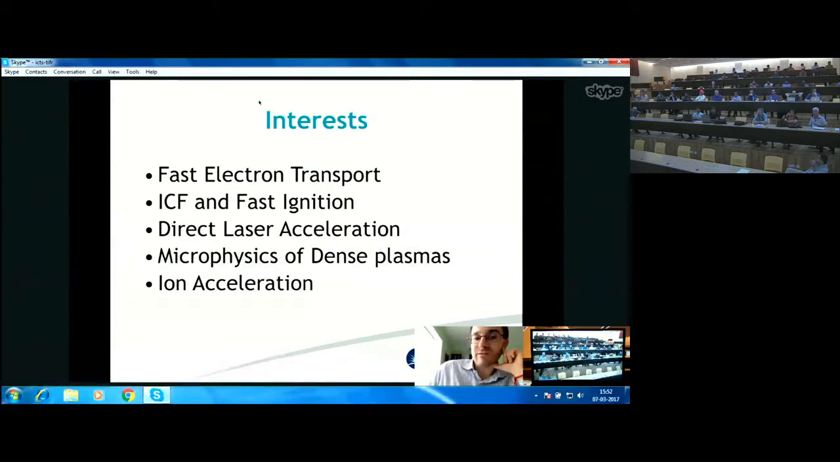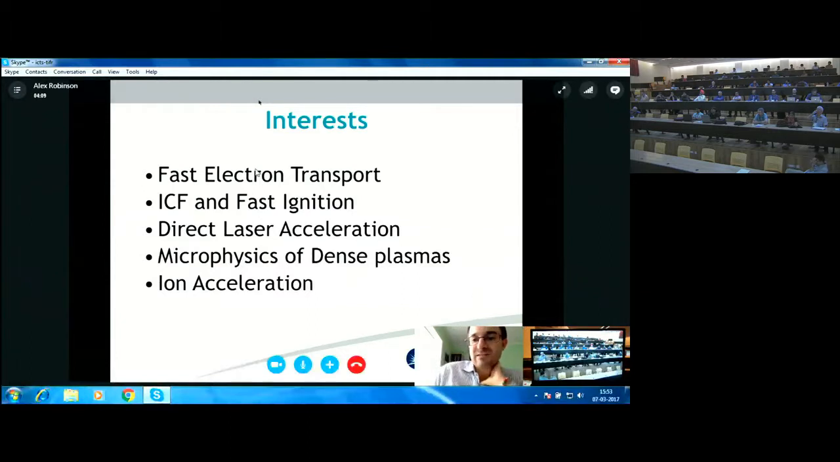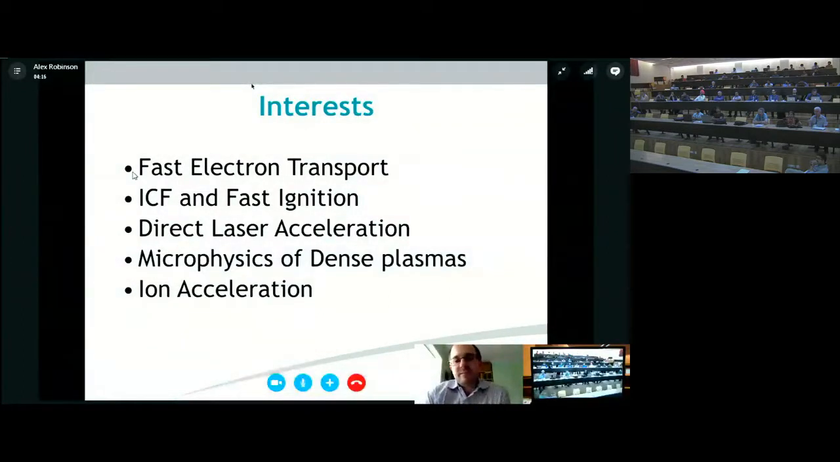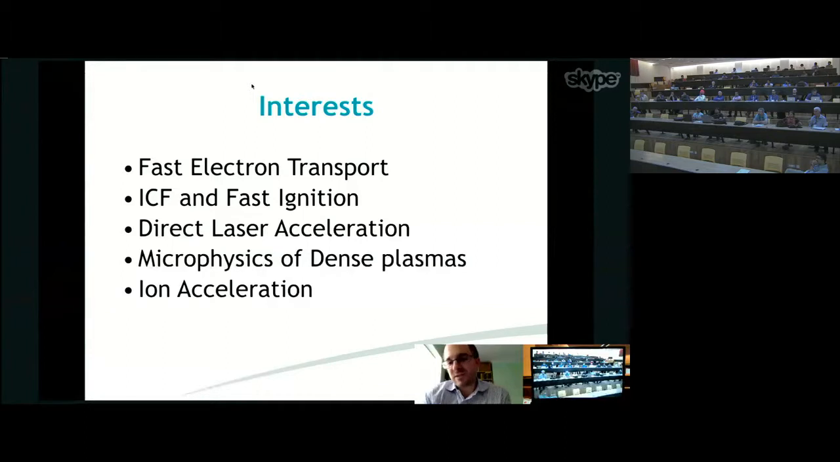The other thing is microphysics of dense plasmas. That follows on from some of these earlier things. If you're looking at fast ignition, or any ICF in general, you're dealing with dense plasmas, and there are a number of properties you might be interested in. If you're interested in fast electron transport, you're dependent on the resistivity of that plasma, and lukewarm, dense plasmas don't follow classical weak coupling theories of resistivity, so we need to look into modifying that. I have also had a long interest in ion acceleration, but I think my current focus is probably the topics listed above.